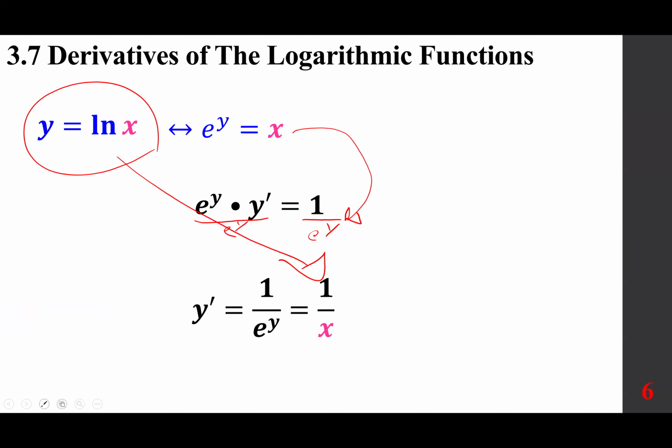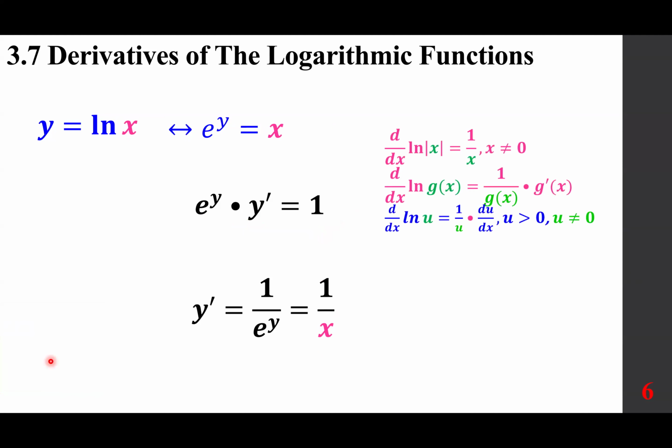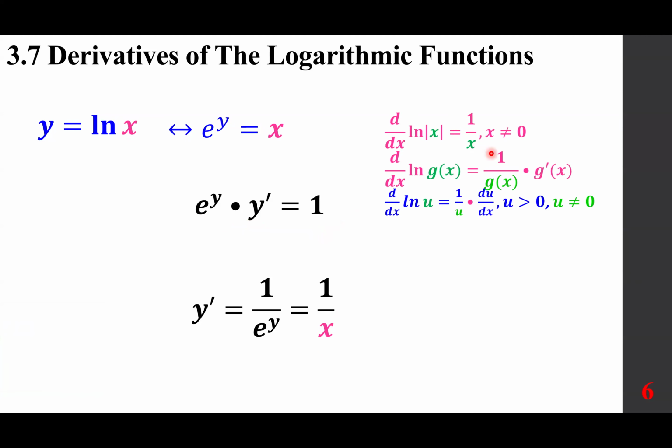That's all you have to do. Therefore, the derivative of ln x is 1 over x, x can't be 0. By the way, the reason we use absolute value is because the domain is 0 to infinity, as you know.